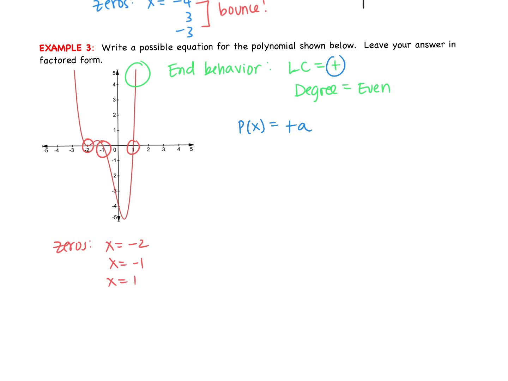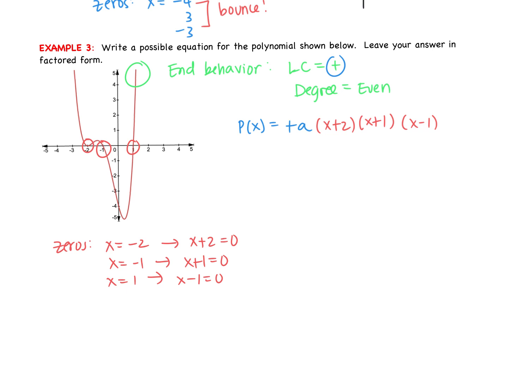We need to turn those into factors, though. So if I take x equals negative 2 and I move 2 over to the other side, I get x plus 2 is equal to 0, which tells me that my factor is x plus 2. If I move 1 over, I get x plus 1 equals 0. So that gives me a factor of x plus 1. And then if I move the 1 over, I get x minus 1 equals 0, which gives me a factor of x minus 1.